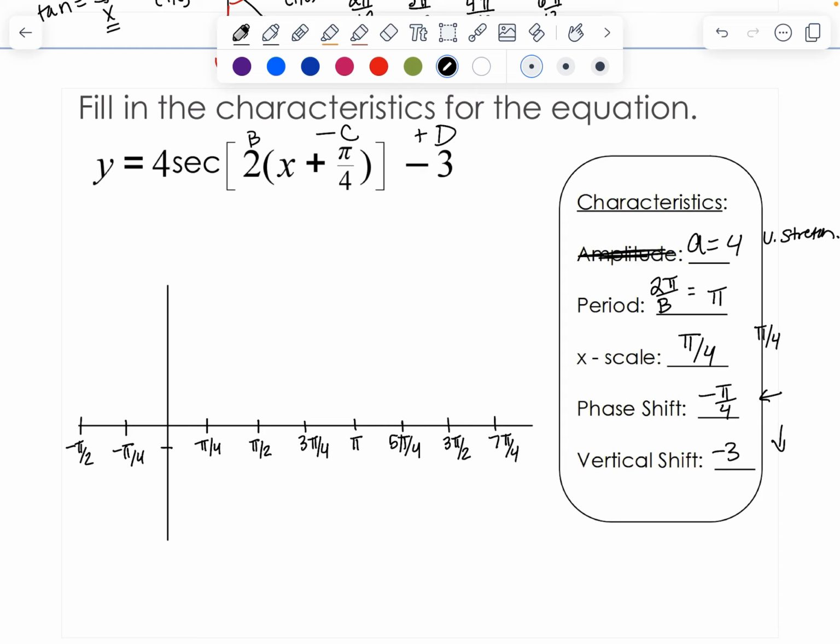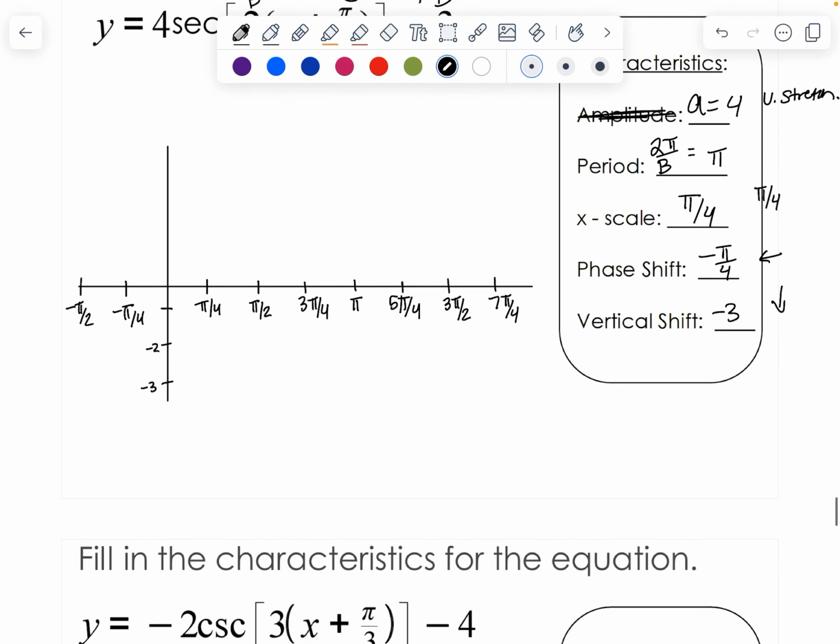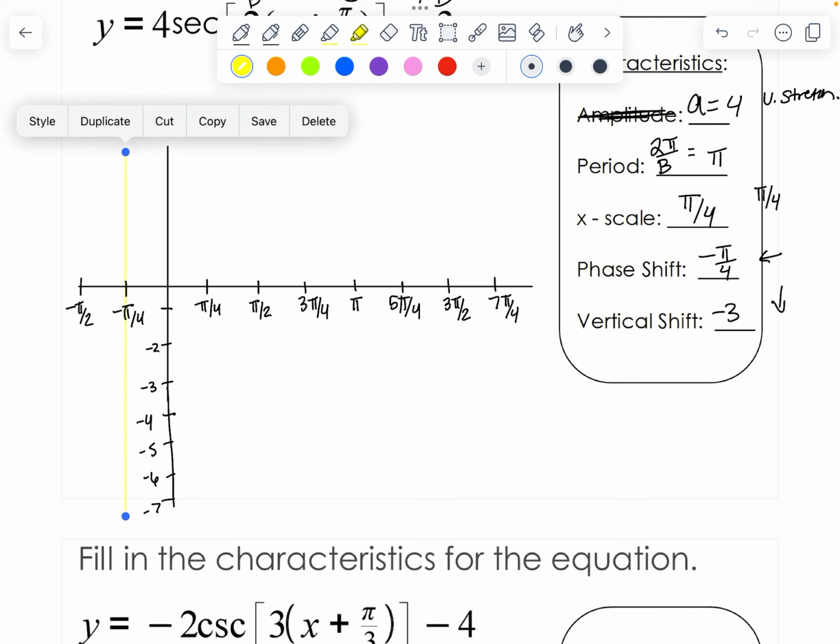And then we're shifting it down 3. So we got -1, -2, -3, and we have an amplitude of 4. So I'm going to actually have to go down further here because I'm going to have to go down 4 from my -3 point, and -7. So putting in our shift then, we're going to have a phase shift of negative pi over 4. So that's right here. And then a vertical shift of down 3.